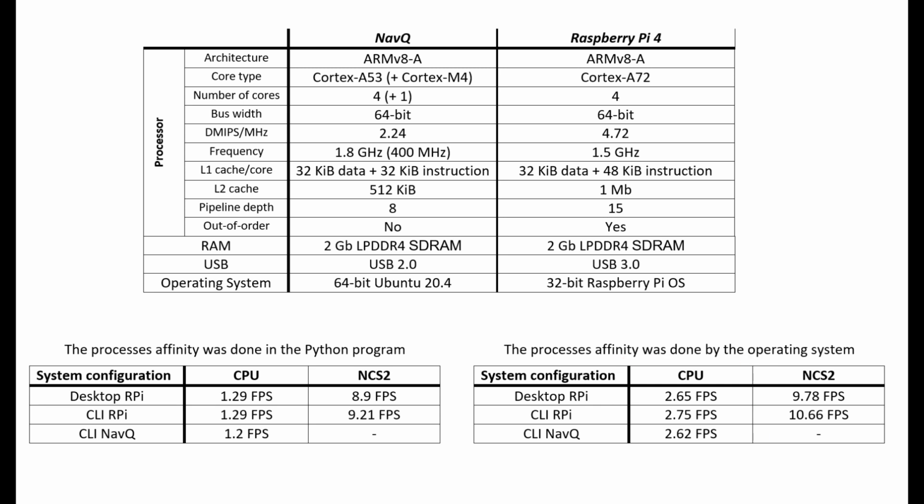These small differences are given, in my opinion, by the fact that on the NavQ system, the OpenCV and OpenVINO libraries are built on 64 bits. On the Raspberry Pi system, all is working on 32 bits.